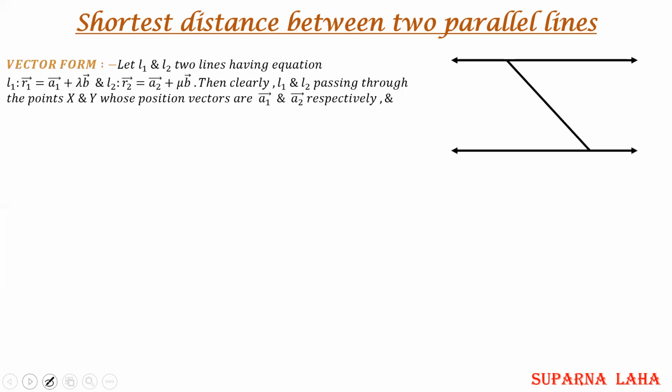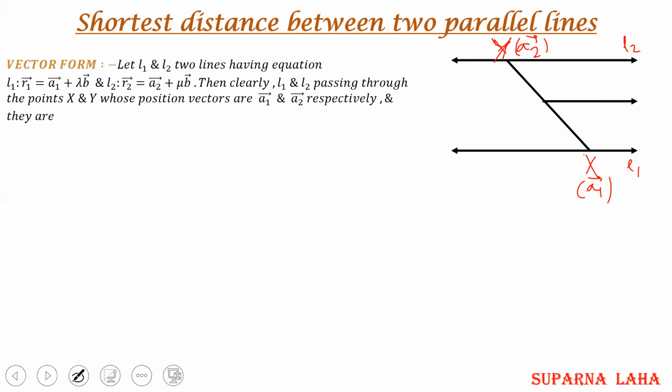So let us take this point Y, this point X, this is L1 and this is L2. Clear? So the position vector for X is A1 and the position vector for Y is A2. And this line is parallel to another vector, that is vector B. So this is the vector B.